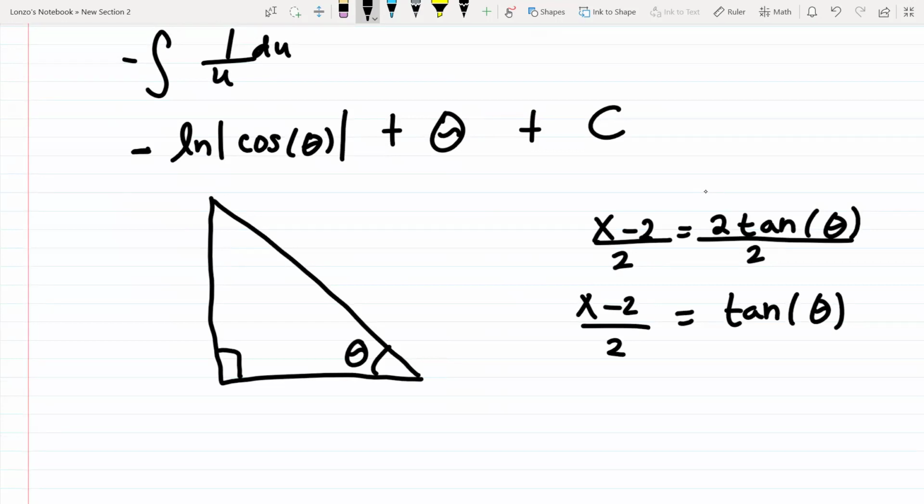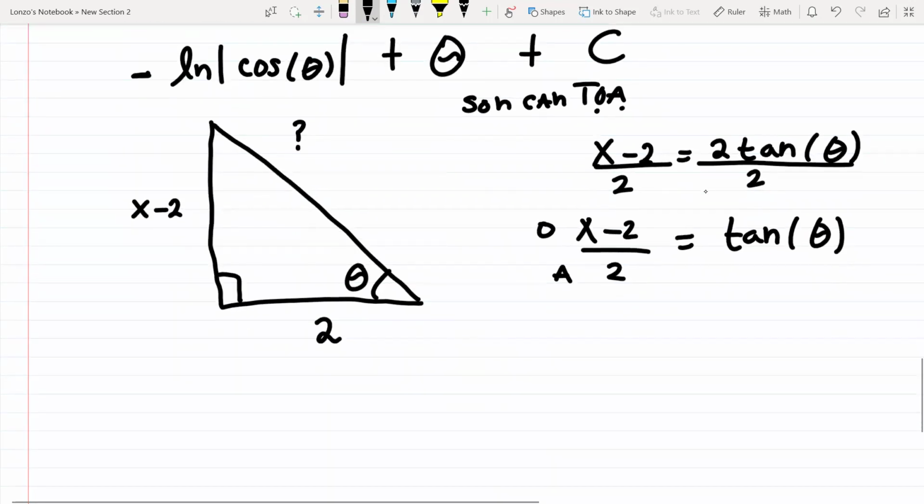Okay, so we have tan theta. If you forget, you can write out SOHCAHTOA. So what is tan? It's opposite over adjacent. So this x minus 2 is your opposite side, and this 2 is your adjacent side. So here's your theta. This x minus 2 belongs here because it's on the opposite side. This 2 is adjacent, so it's right here. I think we need to find the hypotenuse because we need to find cosine. So we'll have to find the hypotenuse by applying the Pythagorean theorem.